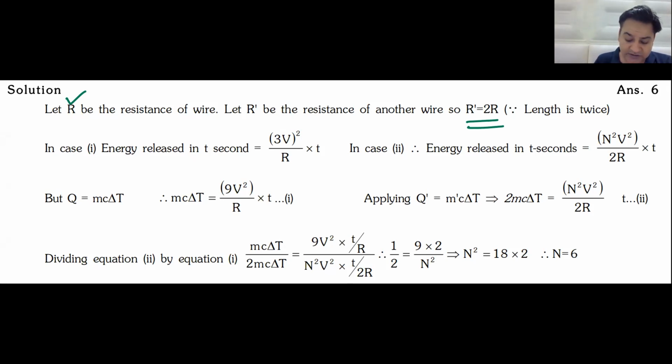You can easily find how much energy will be lost in the form of heat in the first wire.